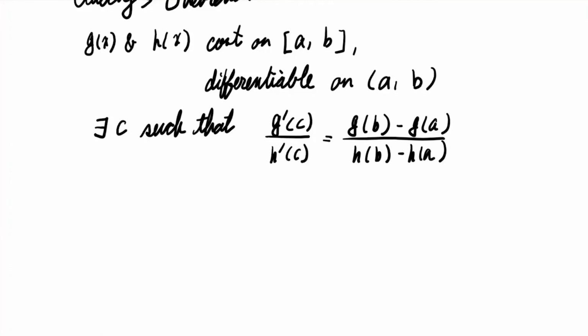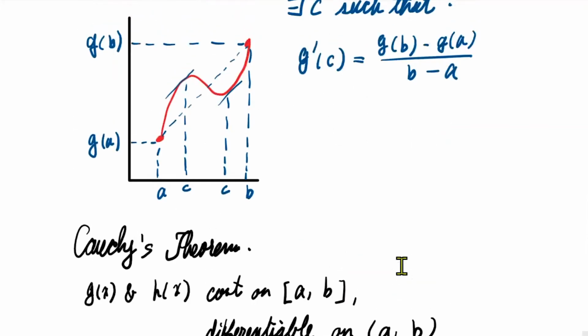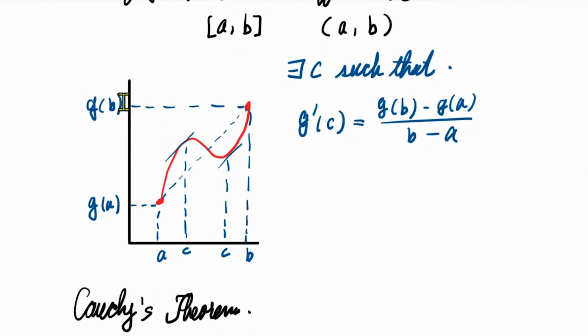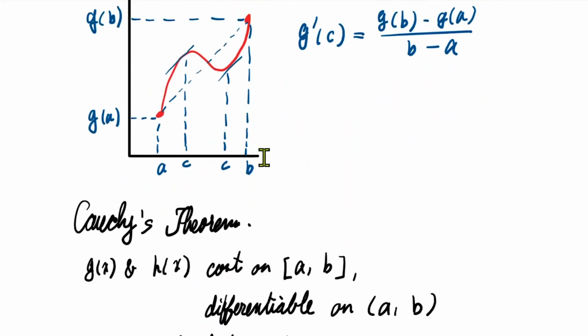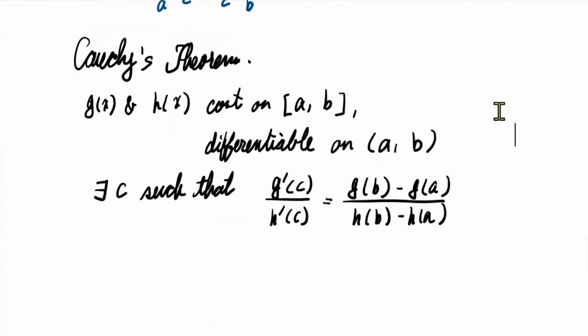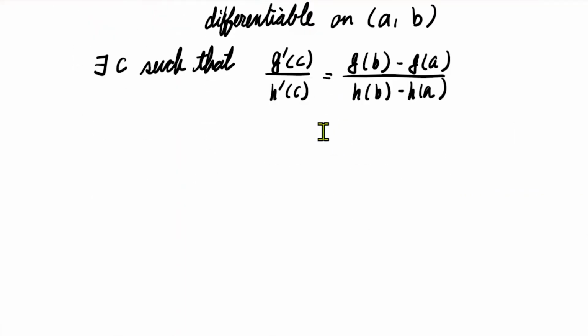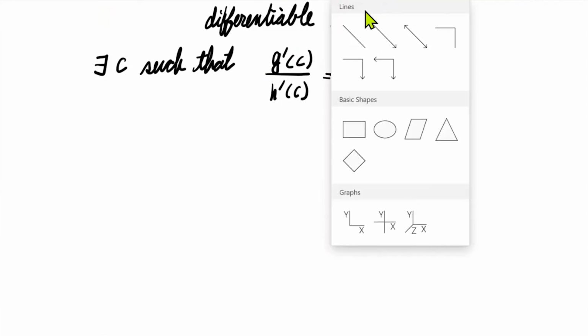What? Is it even remotely believable? The ratio of the two functions' derivatives? You see, let's compare that with the mean value theorem. Mean value theorem, this is the x-axis, and this is g, the y-axis. I mean, that's kind of believable. But is this even believable? The ratio of two changes? Why is that? Let me give you a picture of what it looks like.